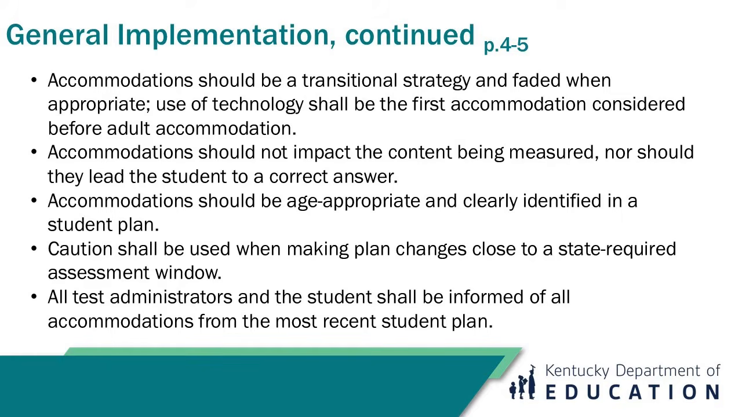Changes may occur based on the time an annual meeting is to occur. It is important that any change made is supported through data and evidence. The use of technology shall be the first accommodation considered before adult accommodations, for example, reader or scribe, if feasible. A shortage of workstations, software, physical space, or training shall not be used as a reason for failing to provide assistive technology as an accommodation.